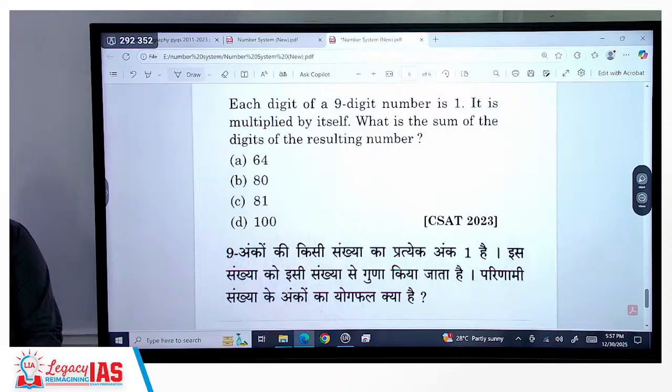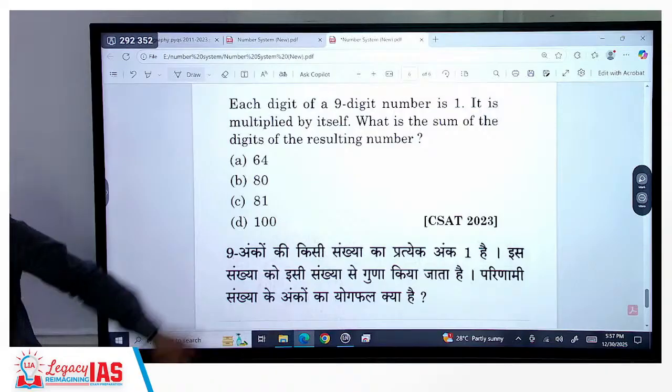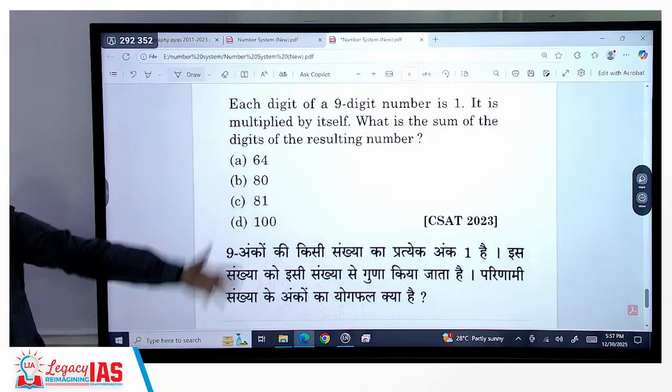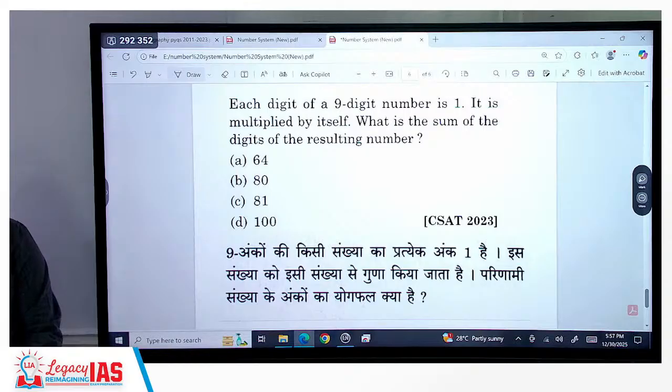This went viral on Twitter. Why? Because it says a 9-digit number has to be multiplied by a 9-digit number. Then the sum of digits is asked. So usually for people it seemed too difficult for CSAT, so it went viral. It is nothing of a question. You just need to apply your brain a little and see the options carefully.